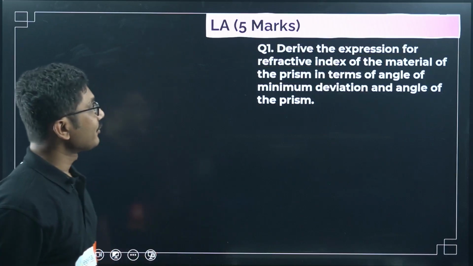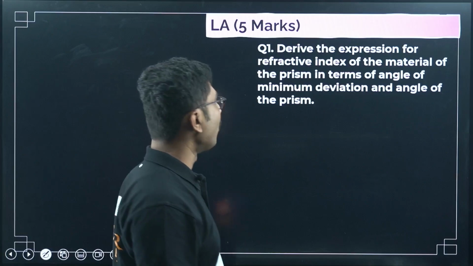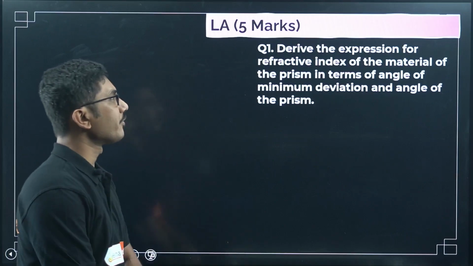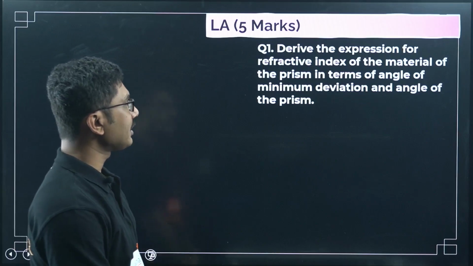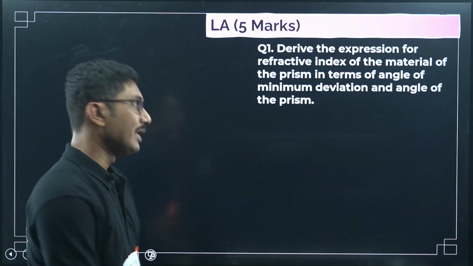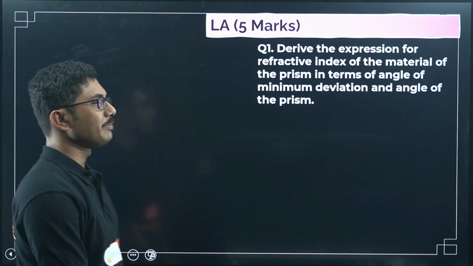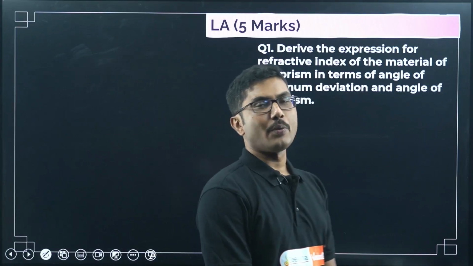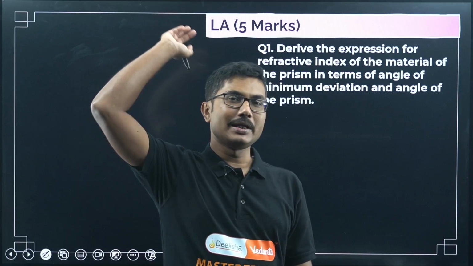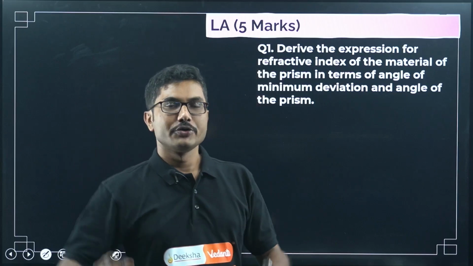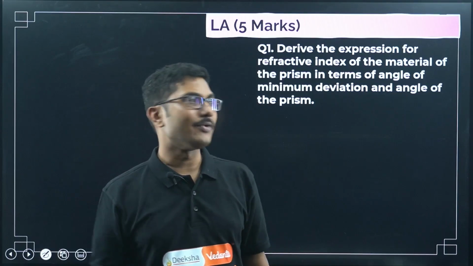It is a derivation question. Derive the expression for refractive index of the material of a prism in terms of angle of minimum deviation and angle of the prism. Very interesting question, important question. Many students often don't know what to write for this question. They either start exactly at the beginning or just write the final formula. So here I am giving you a precise thing of what you have to do.